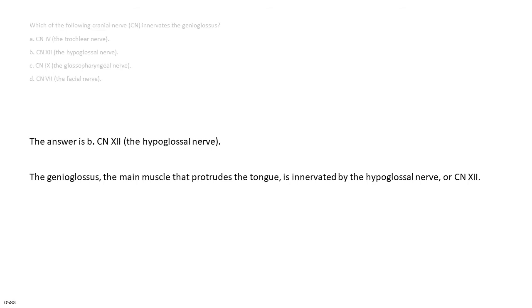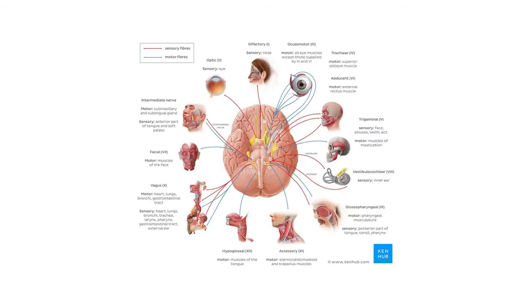The answer is B. CN12, the hypoglossal nerve. The genioglossus, the main muscle that protrudes the tongue, is innervated by the hypoglossal nerve, or CN12.